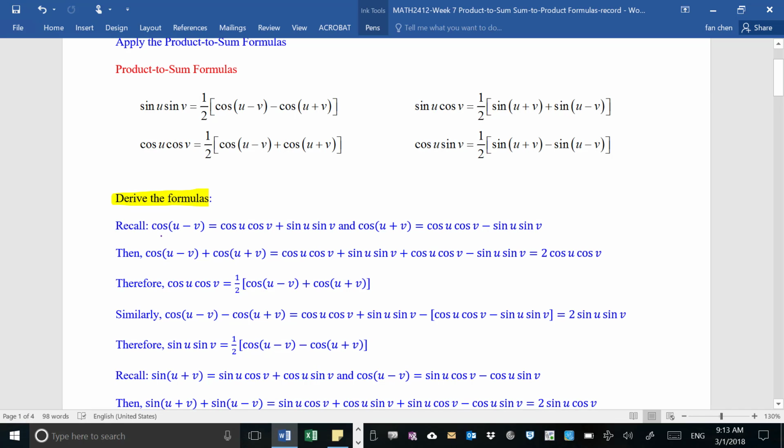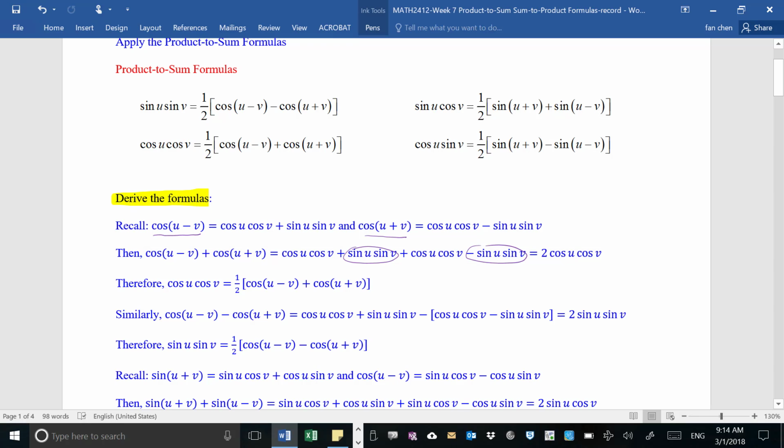Recall what we have seen last time, the cosine of the difference of two angles. That's equal to cosine u cosine v plus sine u sine v. And then the cosine of the sum of these two angles is cosine u cosine v minus sine u sine v. Then if you add cosine u minus v and cosine u plus v together, you will get cosine u cosine v plus sine u sine v plus cosine u cosine v minus sine u sine v, and these two terms cancel out. Then we end up with 2 cosine u cosine v.